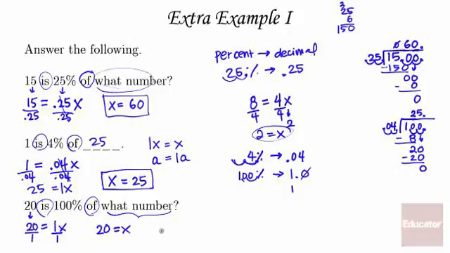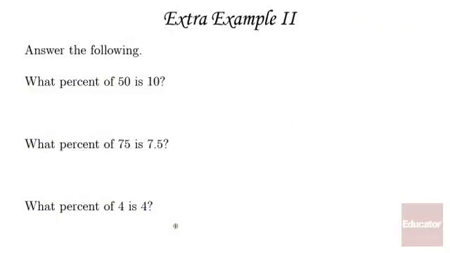Or I can flip this around. If 20 equals x, then isn't that the same thing as x being 20? So either way, that's correct. Okay, we just want to know what the number is. The number is 20. Or you can say 20 is the number. Okay, it's the same exact thing. Let's do a few more examples. These are a little bit different.